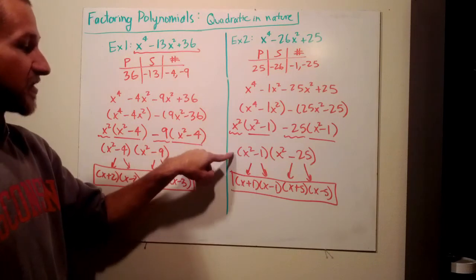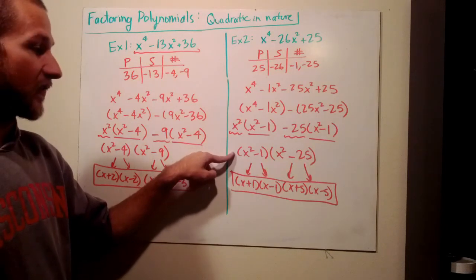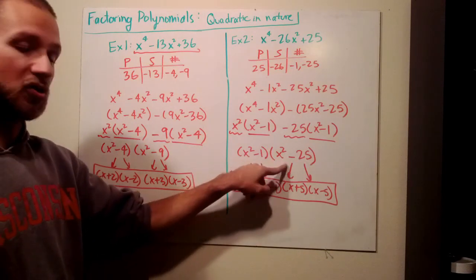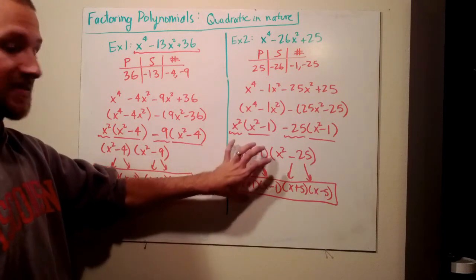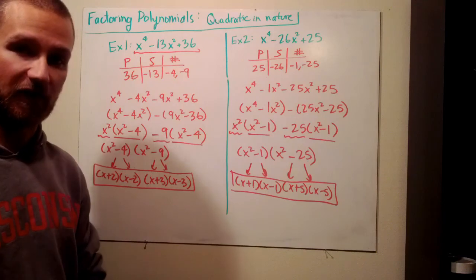Once you get to this first level of factorization, you just have to make sure then that if you have two quadratic terms, see if you can factor either one of those. Other than this very last step, it's almost exactly the same as factoring quadratics.